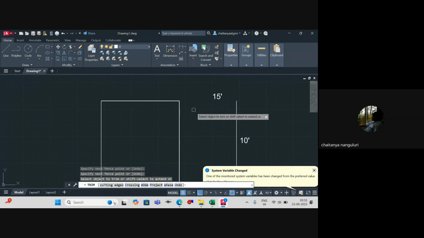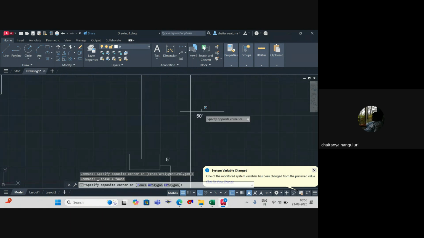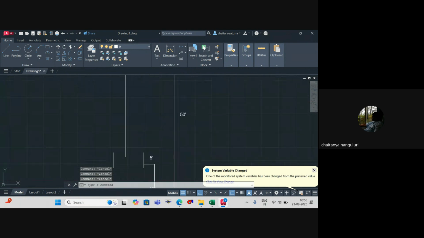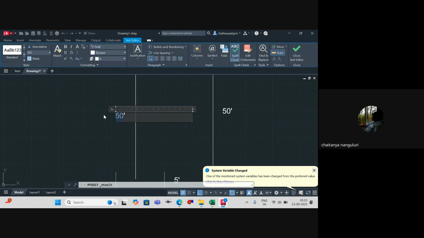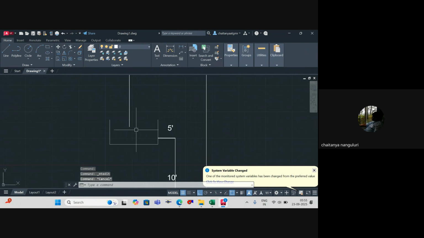I'm recirculating it inside the piping only. Let's take this as 50 feet. This is 10 feet. And this is somewhere around, let's say, 40 feet. This is 40 feet. And this pipe is coming to the tank, let's say.